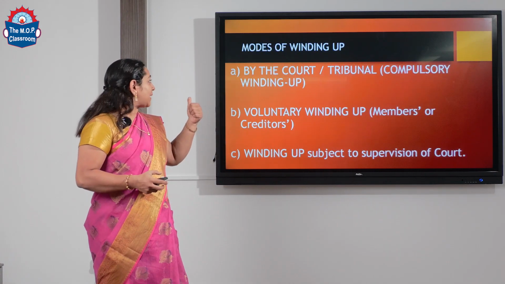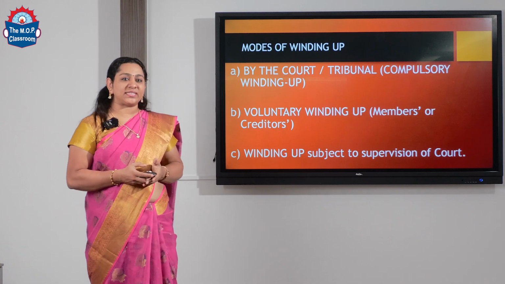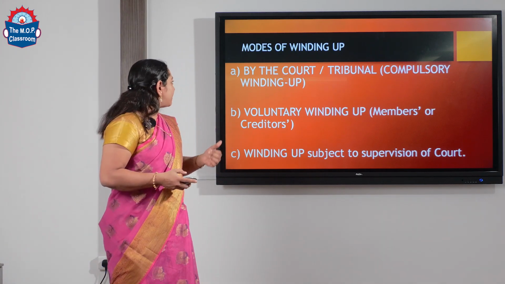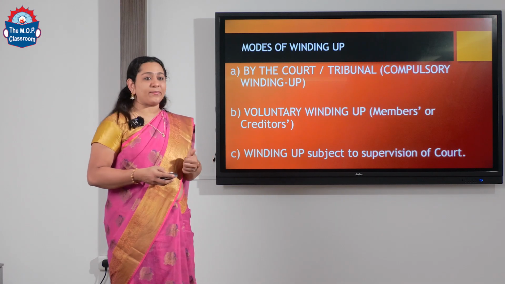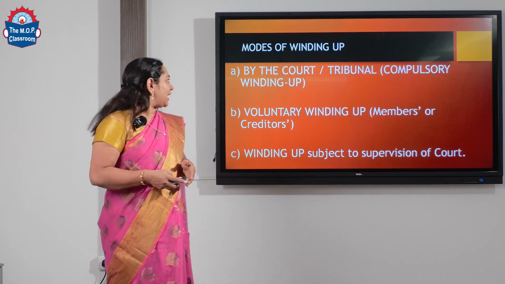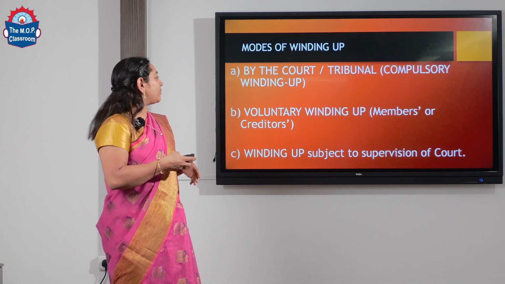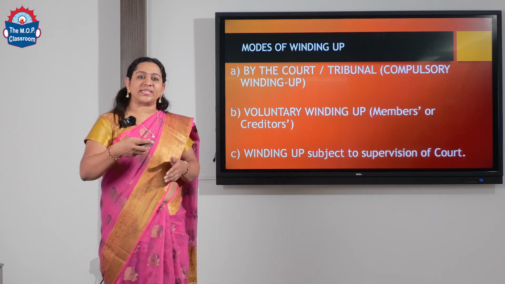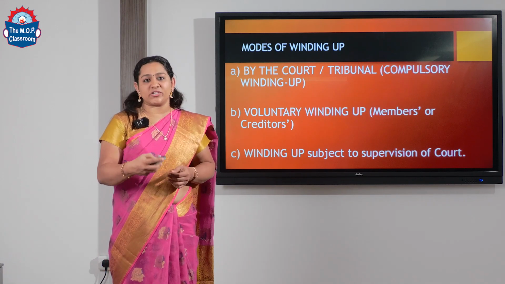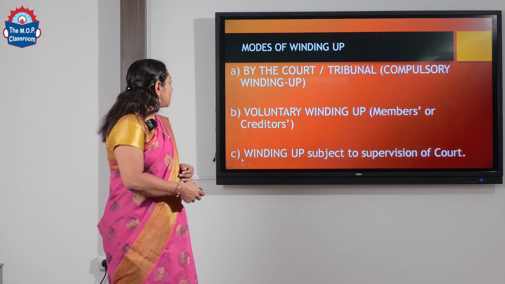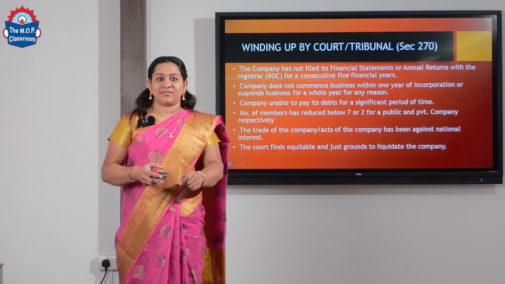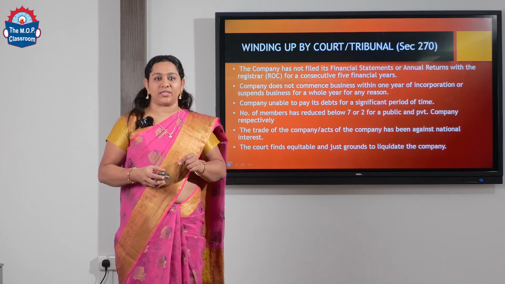Now, A and B are the significant modes of winding up that are mostly followed today. The first one is by the court or tribunal, otherwise called mandatory or compulsory winding up. The second mode is voluntary winding up, where members or creditors of the company themselves file a petition for liquidation. So, when does the court or tribunal instruct that this company has to be liquidated?